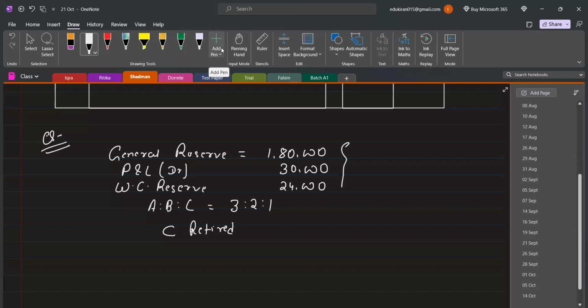Okay, sir. So it will be capital account debit 2,04,000. Why capital account debit? I am saying general reserve account debit 1,80,000, workman compensation reserve account debit 24,000, to A capital, to B capital, to C capital. Okay, sir. I don't have to add both general reserve and workman compensation? No, you have to add that. After adding them, you have to distribute them.